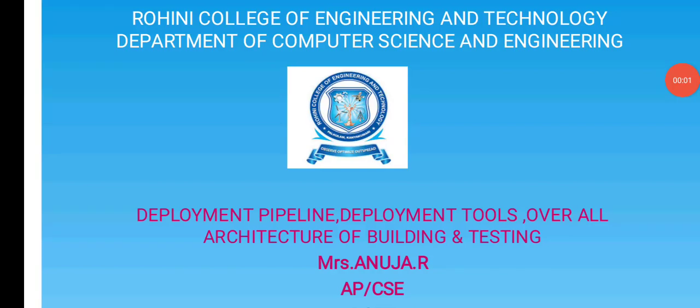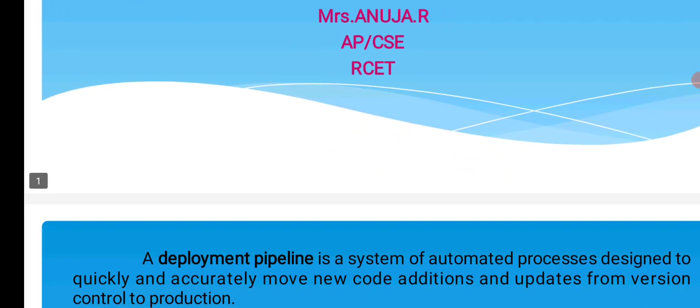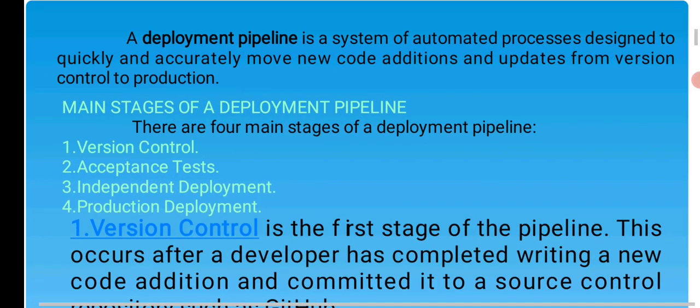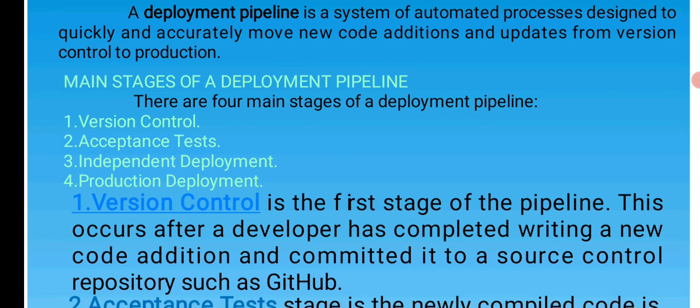Deployment pipeline, deployment tools, and overall architecture of building and testing, presented by Anuja R, APCSC, Rohini College of Engineering and Technology. A deployment pipeline is a system of automated processes designed to quickly and accurately move new code additions and updates from version control to production.